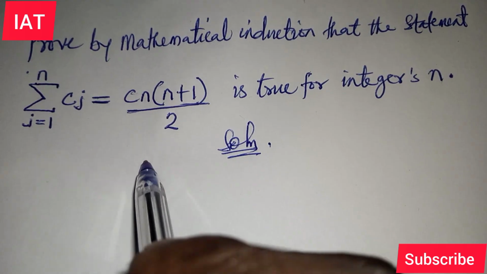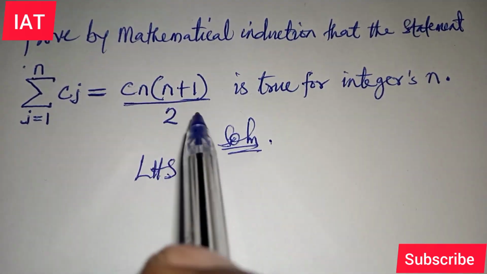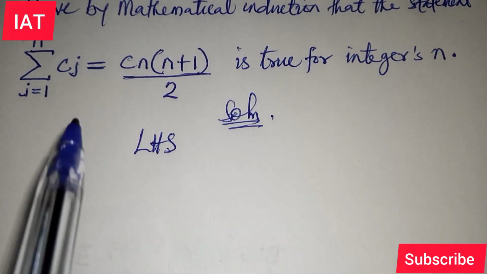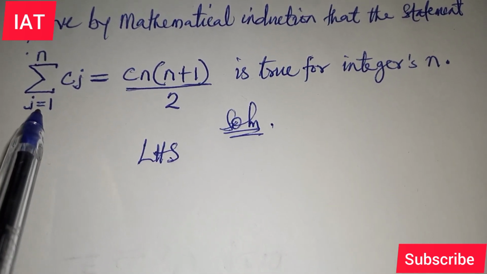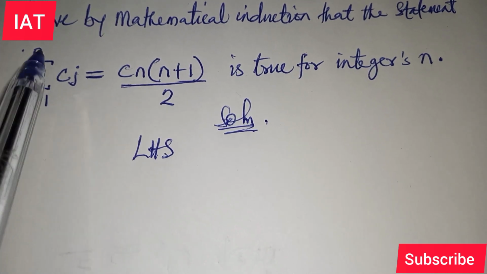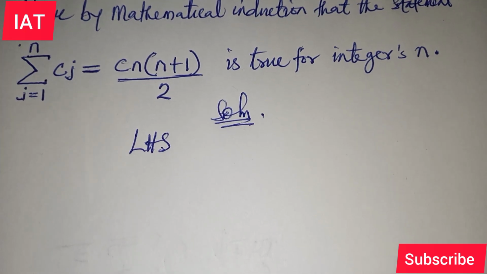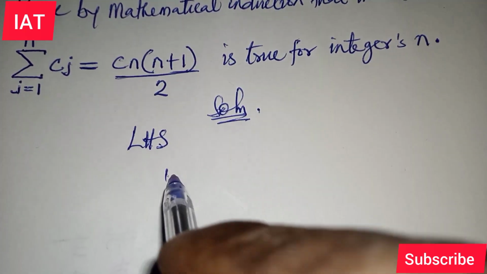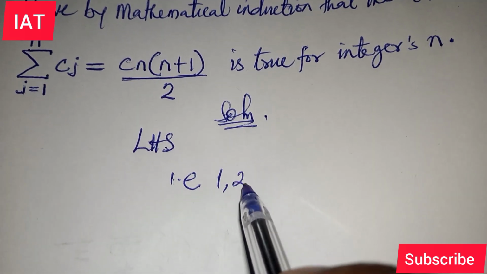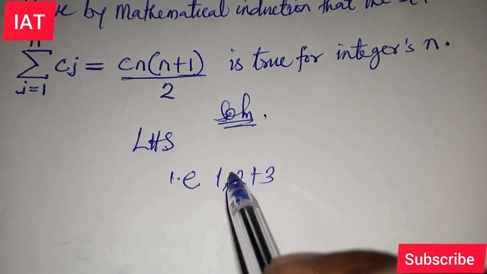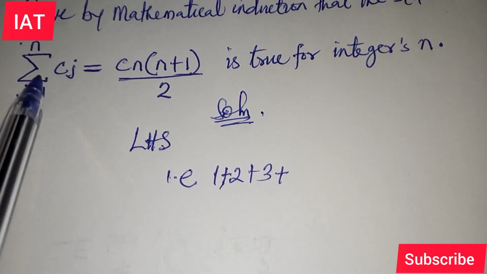I'm working on the left hand side, which is this one. This is called the right hand side. This statement means j starting from 1 and tending to n. What does it mean, j starting from 1 and tending to n? It means that we'll be having 1 plus 2 plus 3 plus, starting from 1 up to n.